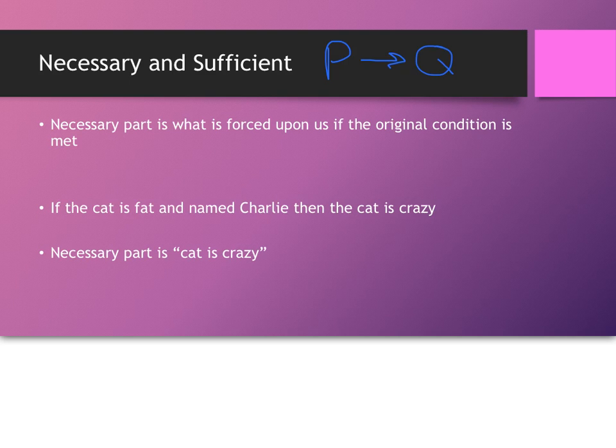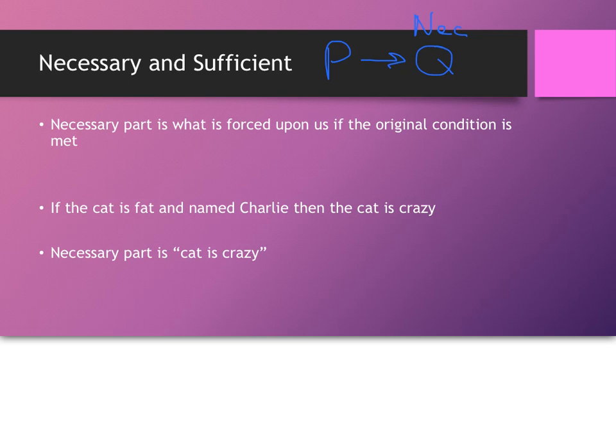Sufficient and necessary are two important words. The necessary part is what's forced upon us if the original condition is met. All right? So in this case, and in all cases, the necessary part is going to be what gets forced upon us. It is necessarily true. So if P happens, then you're guaranteed to have Q. All right? So in this statement, if the cat is fat and named Charlie, then the cat is crazy.